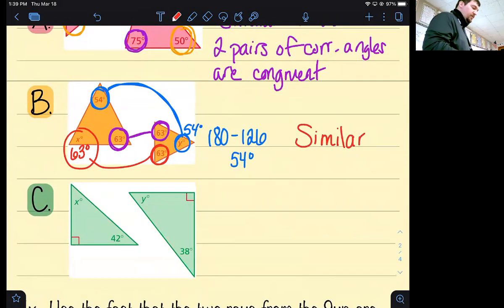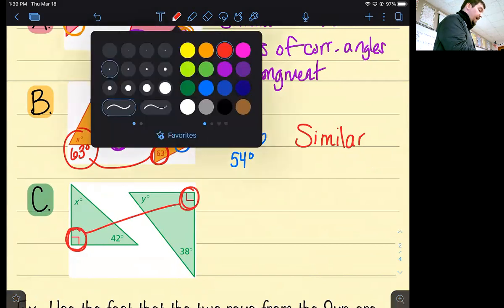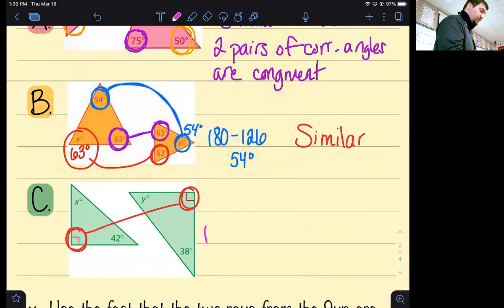Okay, let's check these right triangles. Well, we know there's a right triangle in both, so there's one set of corresponding angles. Let's double check our math here. I need someone to run the numbers. What's 180 minus 90 and 38? That makes 128? 52. Is there a 52-degree angle in the other triangle? Nope, there was a 42 degrees. So this is 52. Okay.